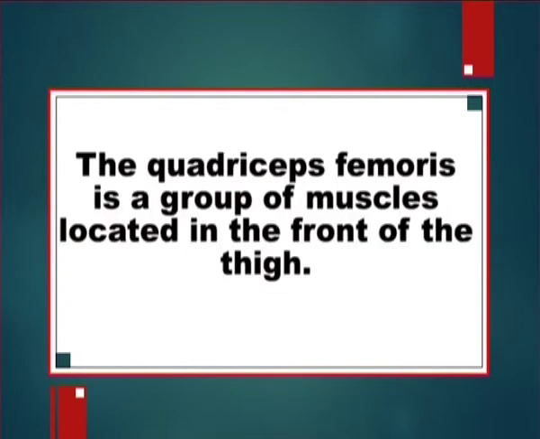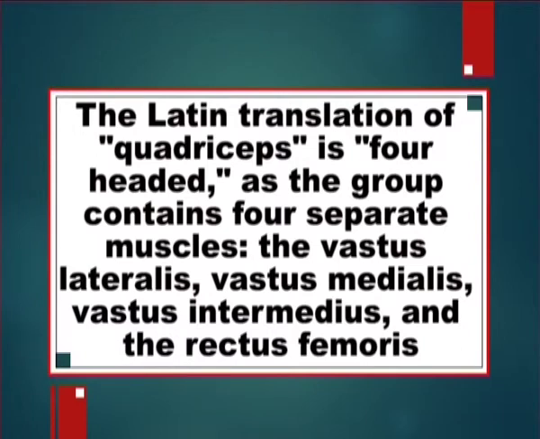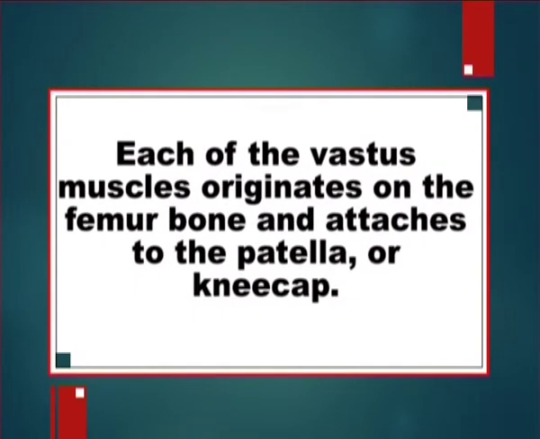Quadriceps group. The quadriceps femoris is a group of muscles located in the front of the thigh. The Latin translation of quadriceps is four-headed, as the group contains four separate muscles: the vastus lateralis, vastus medialis, vastus intermedius, and the rectus femoris. Each of the vastus muscles originates on the femur bone and attaches to the patella or kneecap.